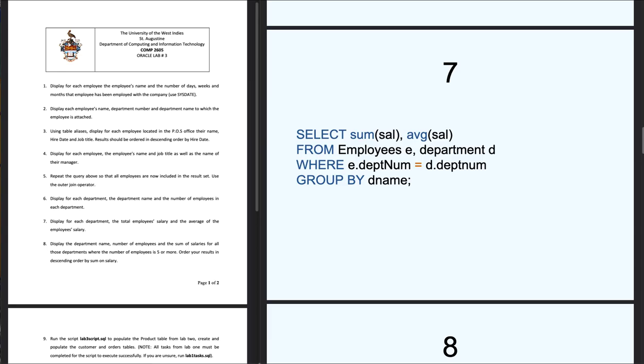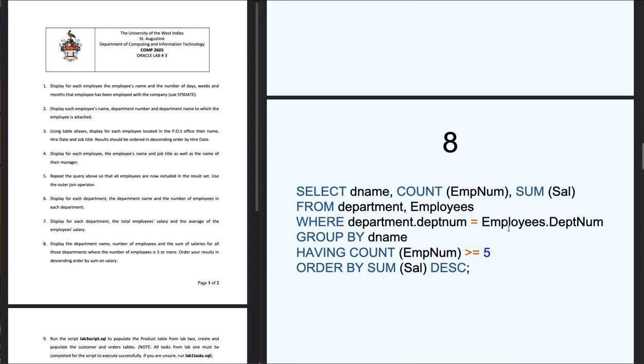Display the department name, number of employees, and the sum of salaries for all those departments where the number of employees is 5 or more. Order your results in descending order by sum of salary. Let's take a look. Okay, so this may look a bit complicated, but it's really fairly straightforward.